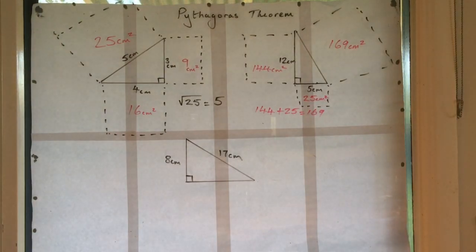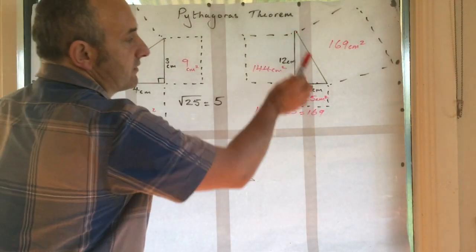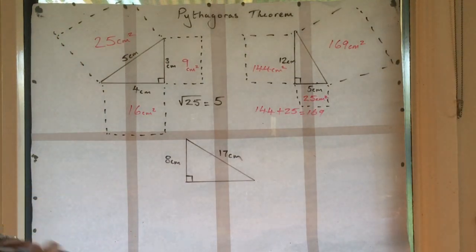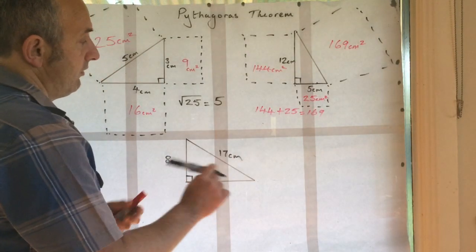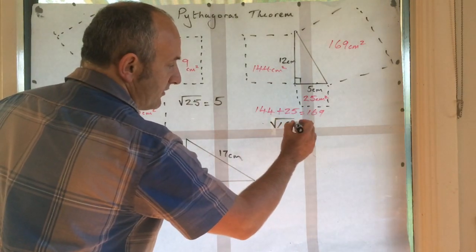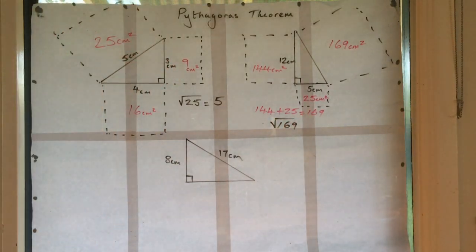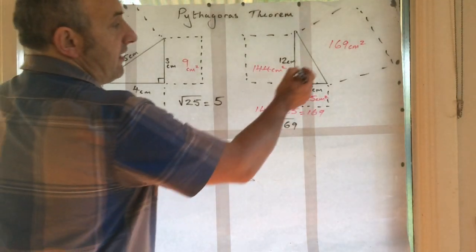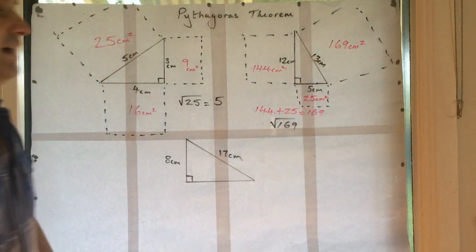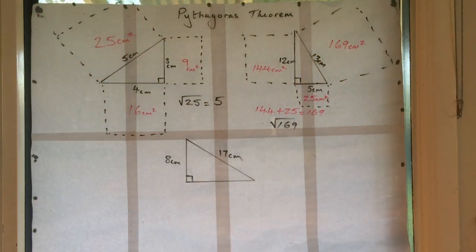So now I think, oh, what multiplied by itself is 169? I don't know. So what I'm going to do is I'm going to do what is the square root of 169. What's the square root of 169? When I push that in my calculator, I get 13 centimetres. So I know that length is 13 centimetres.